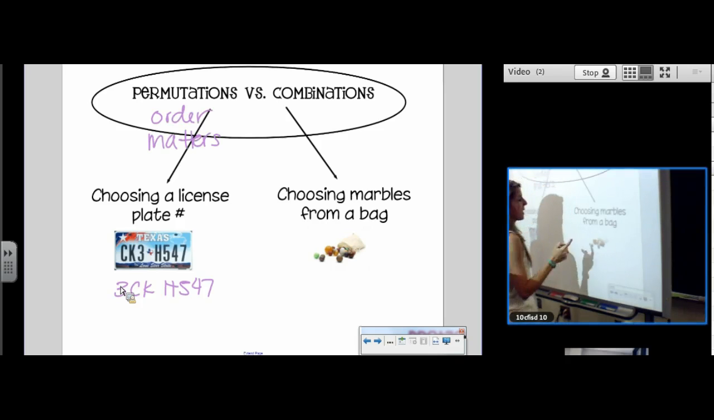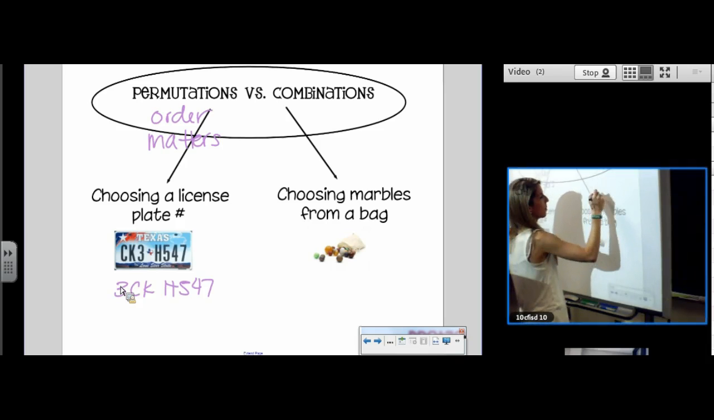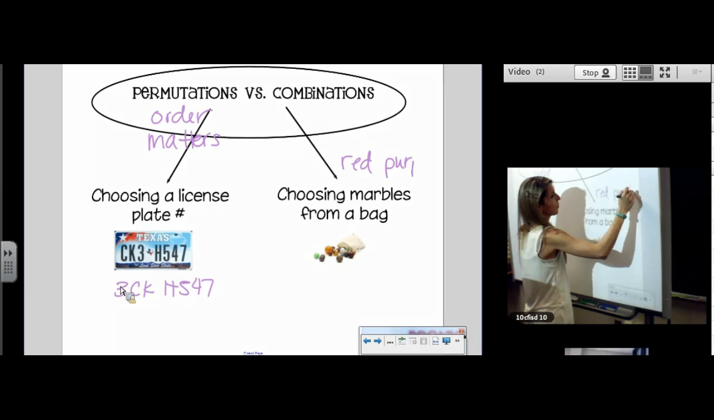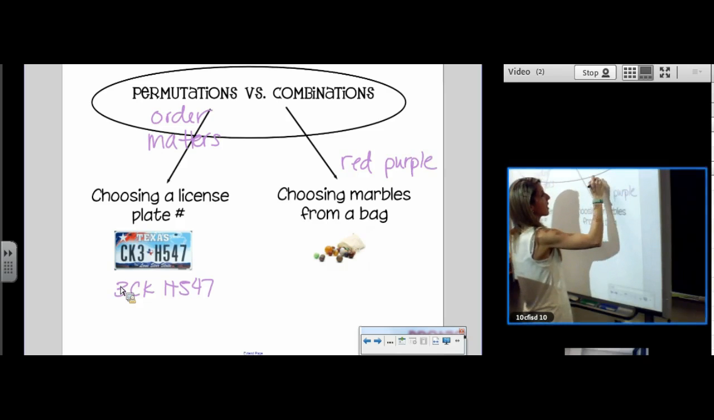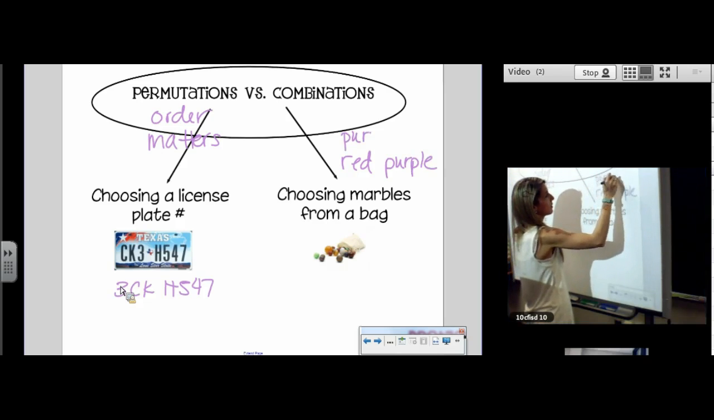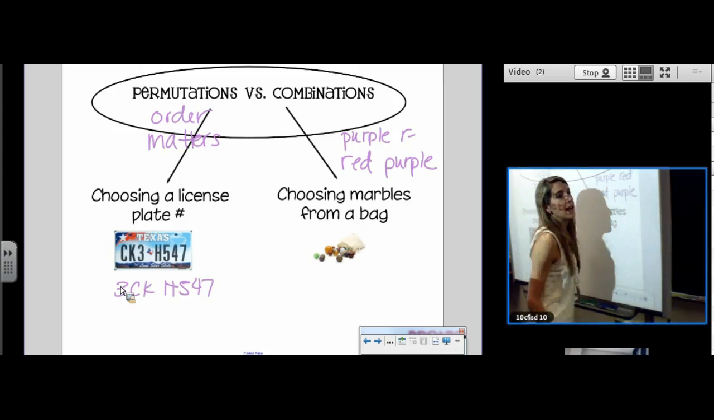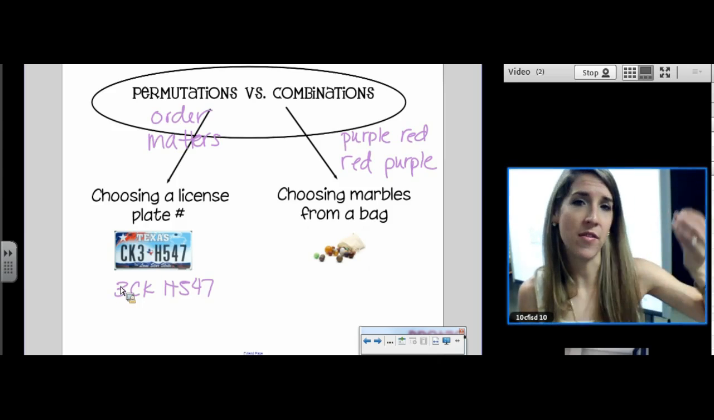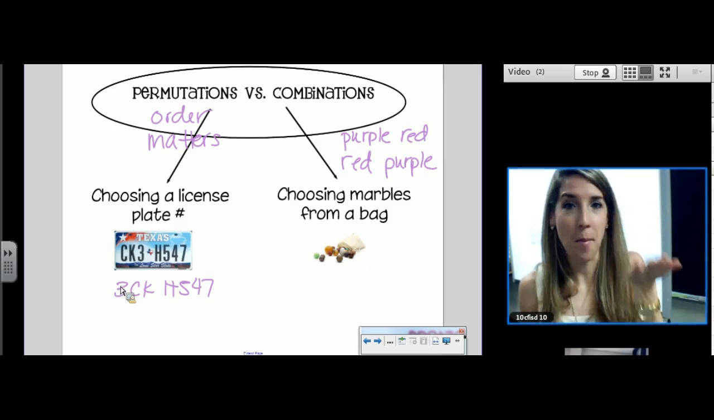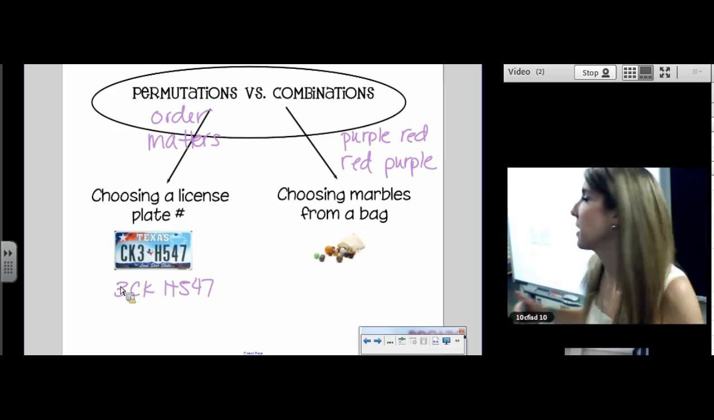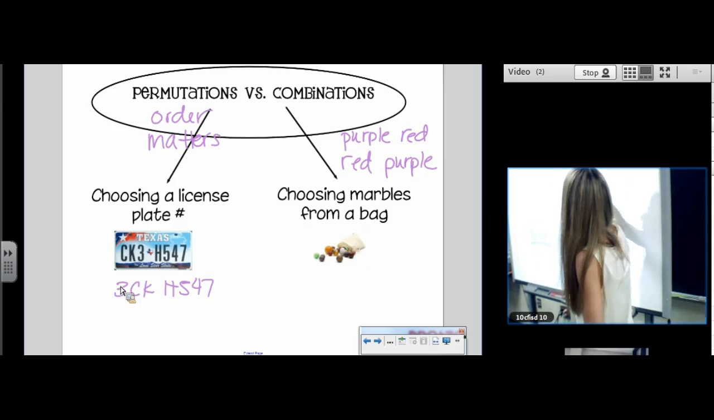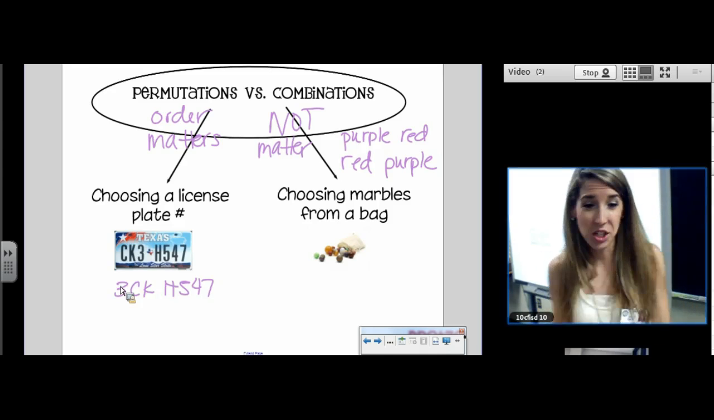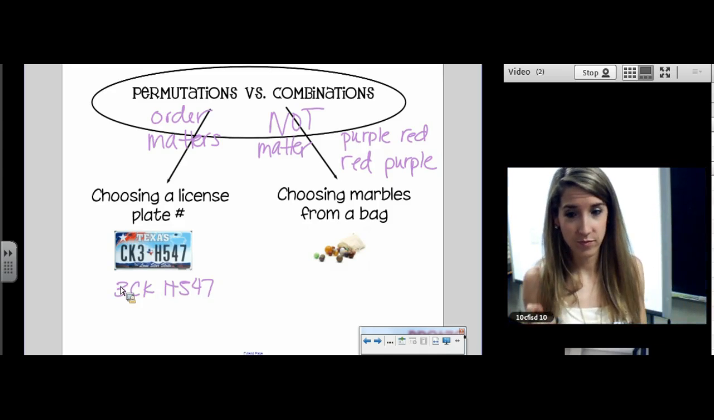Now, in a combination, let's say I choose marbles from a bag and I get a red marble and a purple marble. Then I draw and I get a purple and then a red. Either way, I have a purple and a red in my hand. It doesn't matter which one left the bag first. The result is the same. So in a combination, the order does not matter. Make sense? The 2 categories? Good?